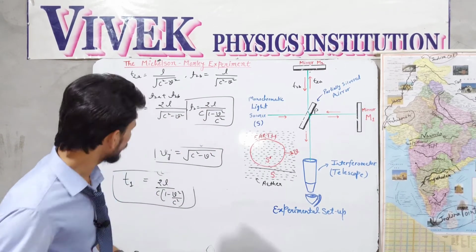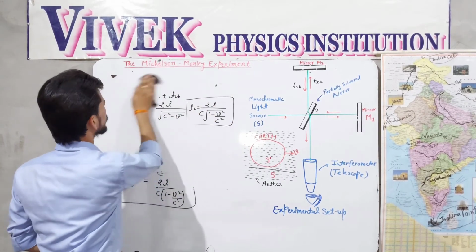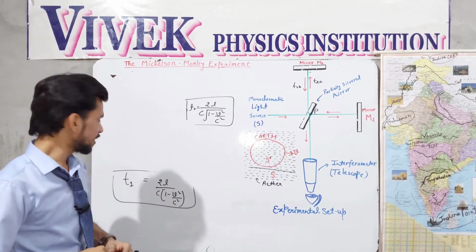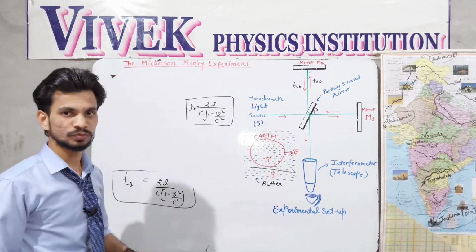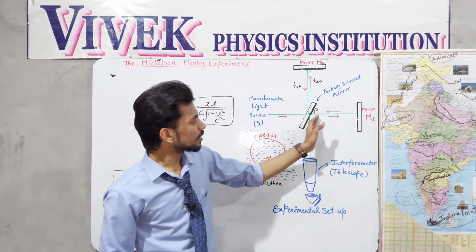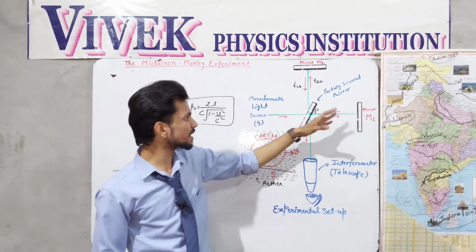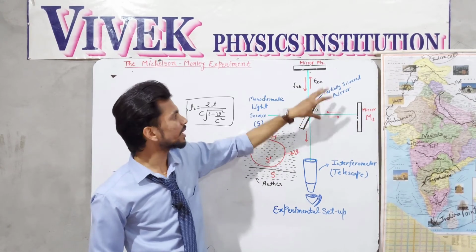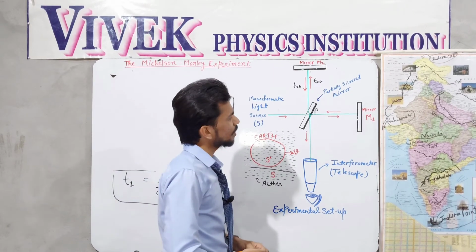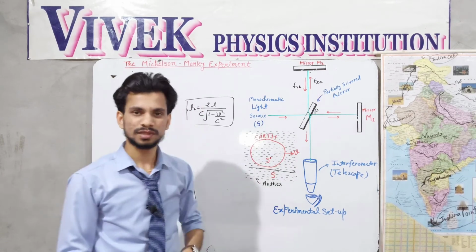Now let me remove these extra terms here. Now you can see here I have the times t1 and t2. Let me tell you again, t1 is the time taken by the ray to reach point M1 and reflect back at point P from M1, and t2 is the time taken by the ray from this y consideration. What is the time difference between these two rays? Let us talk about that.